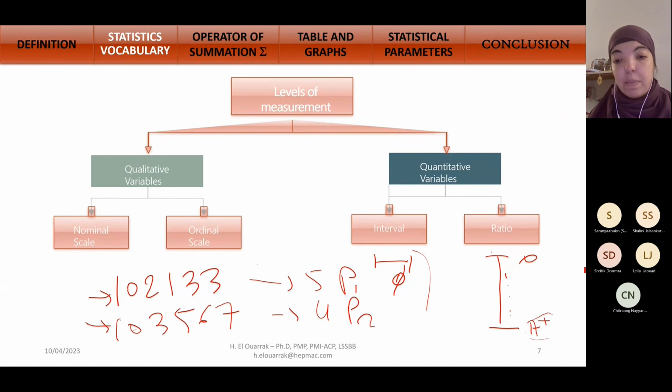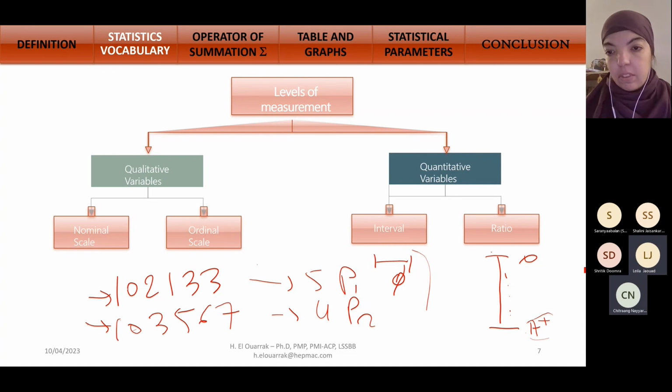And please keep in mind that this is not the most important distinction. The important distinction for quantitative variables is between discrete and continuous, which we will cover in the next slide. But just in terms of intervals and ratios, are we good? Yeah, so far so good. Okay.